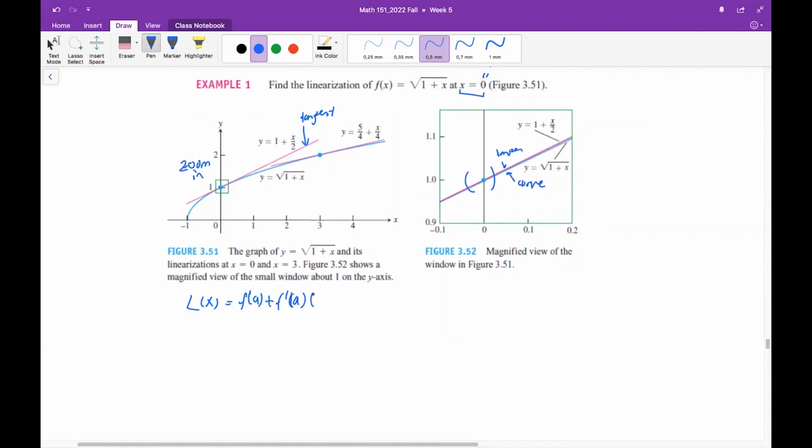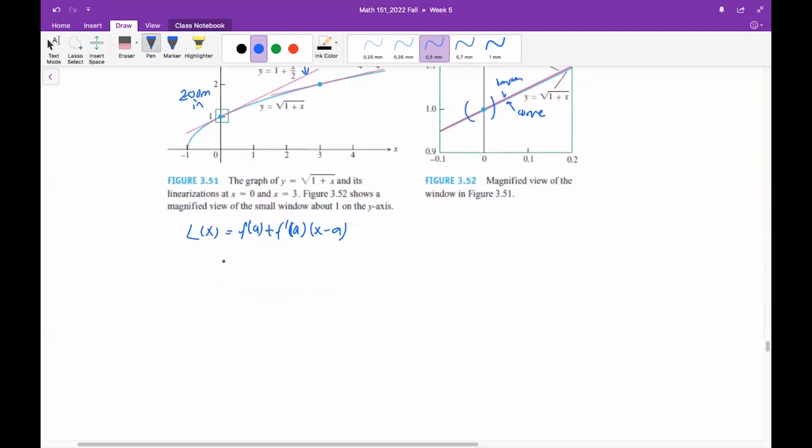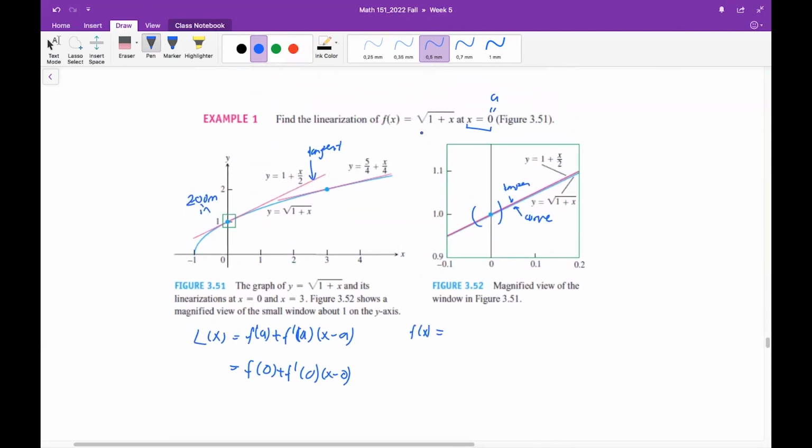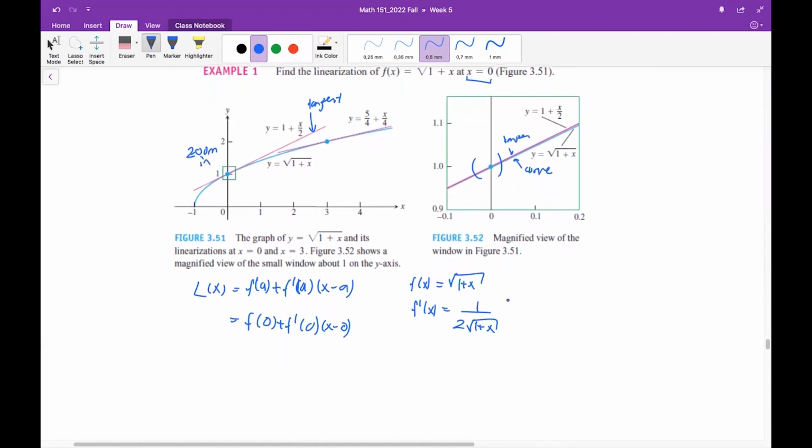So we are using the tangent line equation here. a is given as 0 in the statement, so x minus a is x minus 0. Our function has an explicit expression, square root of 1 plus x. So what is the first derivative function then? 1 over 2 times square root of 1 plus x. That's why the first derivative function at 0 is what? Insert 0 for x, it is 1/2.